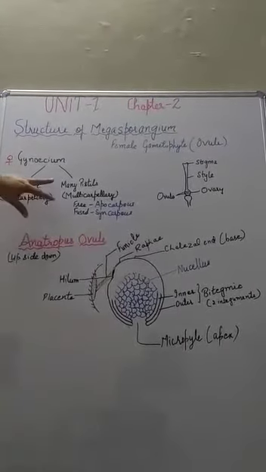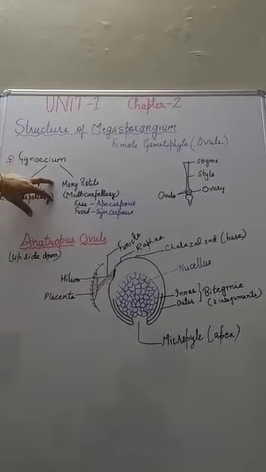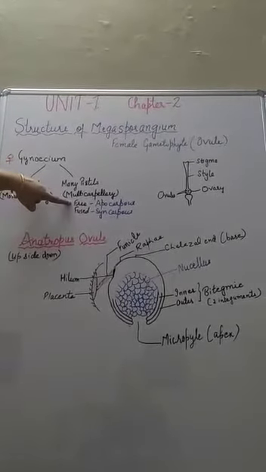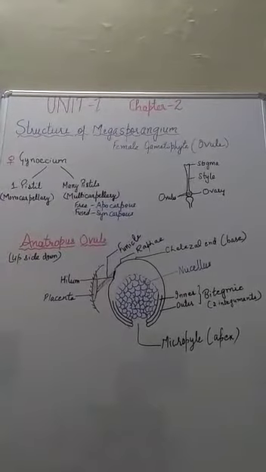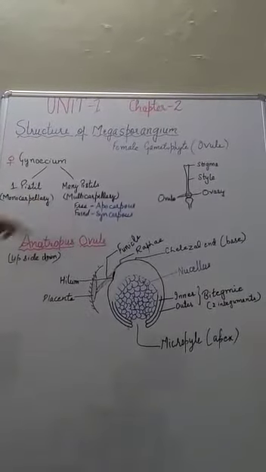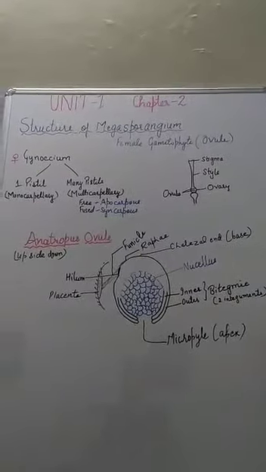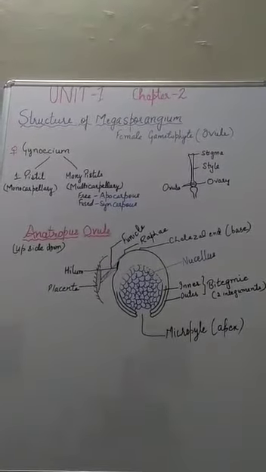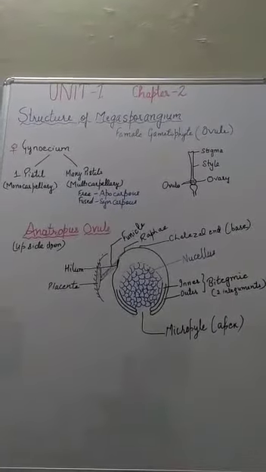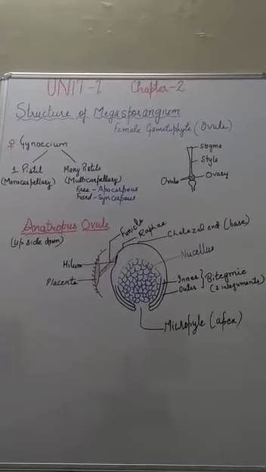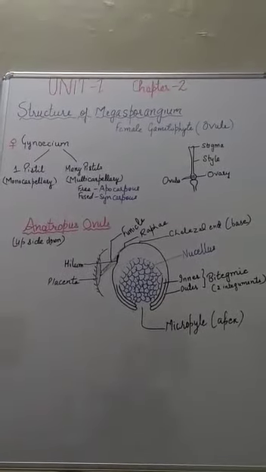If these multicarpellary or many pistils are free, then it is called apocarpous. Whereas if these pistils are fused, then they are called syncarpous. Now we will be studying the structure of the female gametophyte, which is actually the ovule.